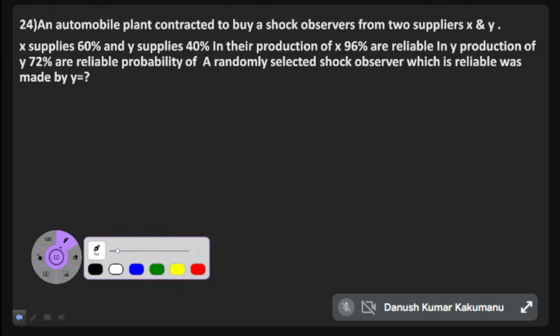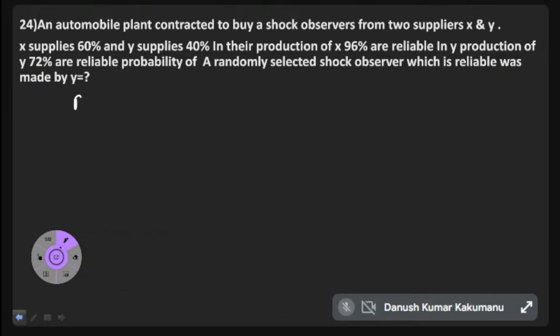Chalo, coming to next. An automobile plant contracted to buy shock absorbers from the two suppliers X and Y. X supplies how much percentage? 60. Convert into probability. What is that? 6 by 10. Y supplies 4 by 10 probability. Okay. This is also Bayes theorem.